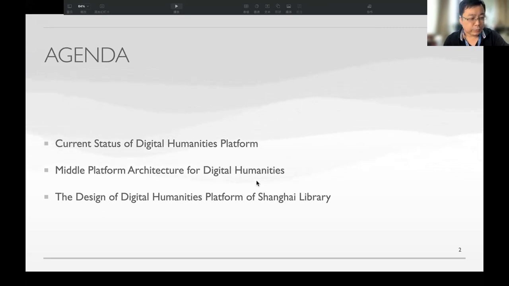The third part will be presented by Xia Cuijuan, which focuses on the design of the Shanghai Library Digital Humanity Platform, that we also hope to provide, like a series of sample projects introduced by Professor Arrow.